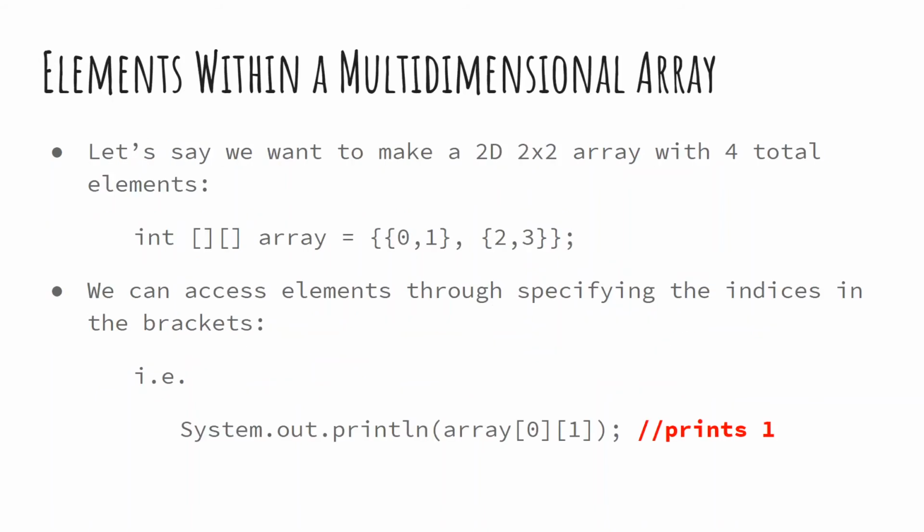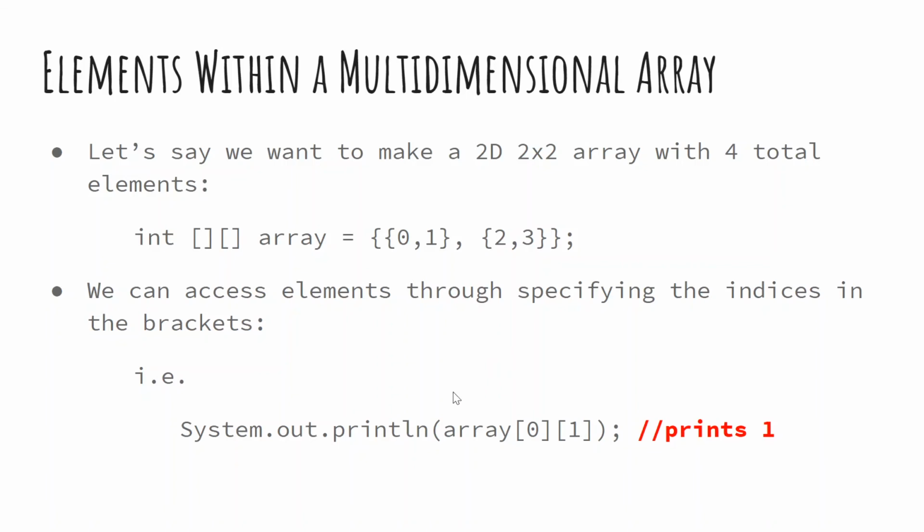Elements within a multi-dimensional array. Let's say we want to make a 2D 2x2 array with 4 total elements. Let's call this array. And so we've established that it has 2 arrays within it, one containing 0, 1, the other containing 2, 3. We can access the element through specifying the indices within the brackets. So let's say we wanted to print out array 0, 1. What this does is it goes to the 0th index of the bigger array, and then it goes to the first index of the smaller array within the 0th index.